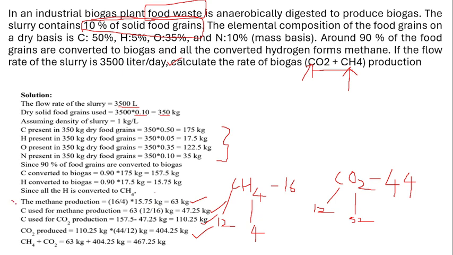Now you have found the methane production and the carbon dioxide production. Just add these two, which is 63 plus 404.25, totaling 467.25 kg, the amount of biogas produced from the slurry in the anaerobic digester. Okay, so the right answer is 467.25 kg.